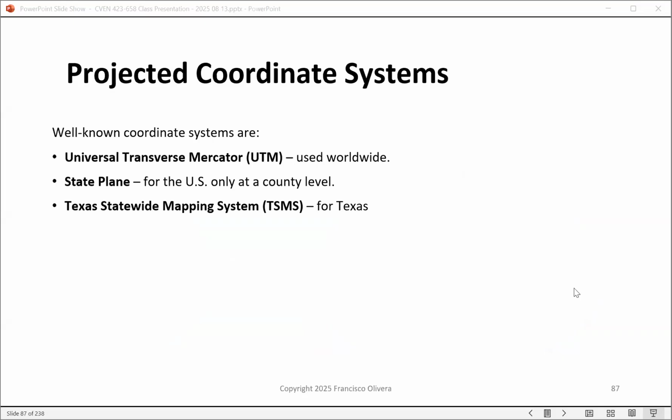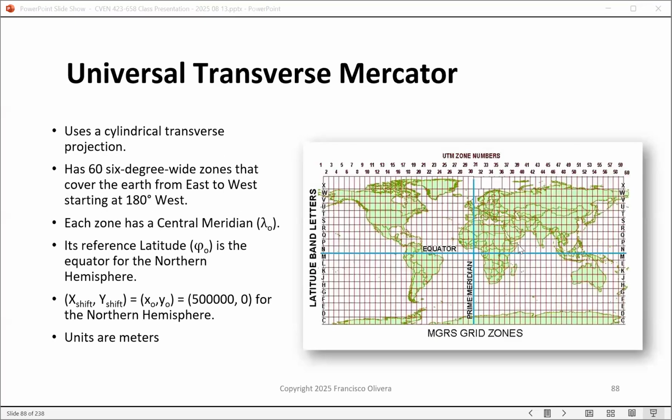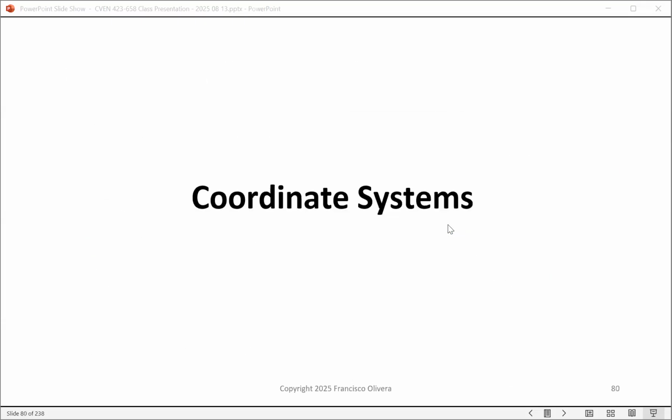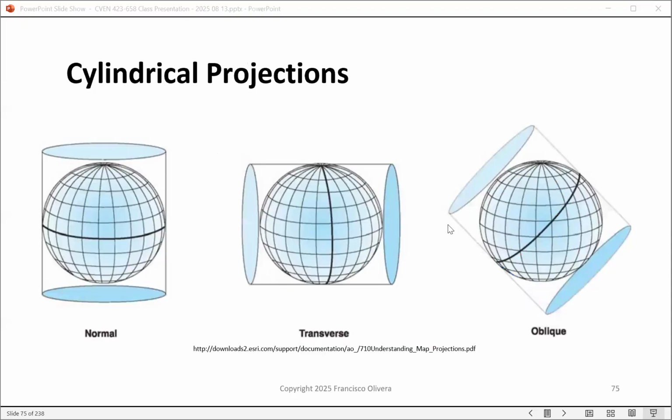We're going to use three well-known coordinate systems: Universal Transverse Mercator, also known as UTM; State Plane, which applies only to the United States; and the Texas Statewide Mapping System, which applies to Texas. Universal Transverse Mercator is a transverse cylindrical projection. You may want to check what a transverse cylindrical projection is, so I'm going to go up in the presentation just to refresh your memory. So this is going to be a transverse cylindrical projection.